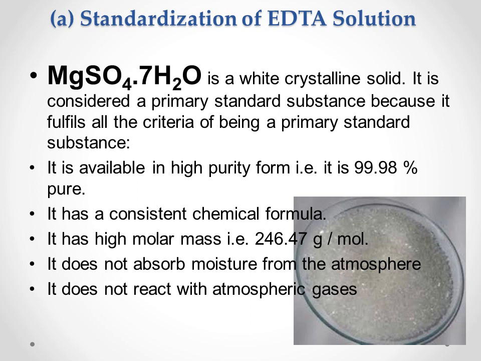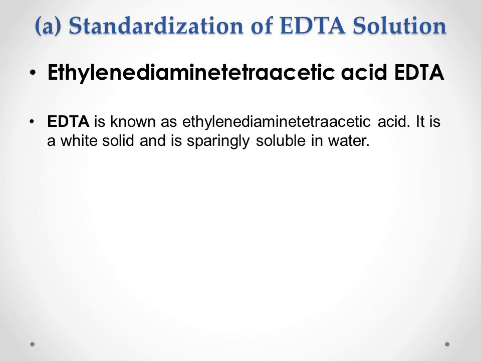It does not react with atmospheric gases like carbon dioxide and oxygen when exposed to air. It is highly soluble in water. All these properties of magnesium sulfate heptahydrate make it a primary standard substance. On the other hand, if we talk about the ligand, that is ethylene diamine tetraacetic acid, EDTA in its short form, it is known as a secondary standard substance.